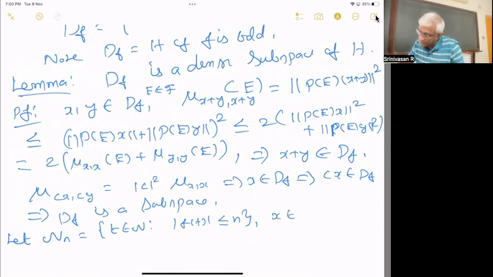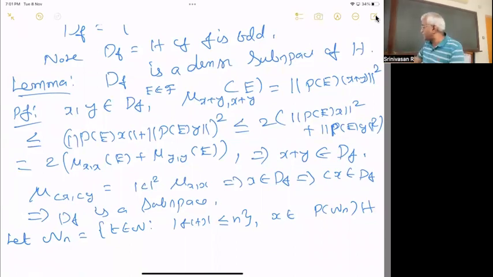Let x be in the range of P of omega n, which is a projection. Then we claim that this x is in the domain. We will prove that P of omega n will increase to 1, since omega n will increase to omega. So we have to prove P of omega n x converges to x.